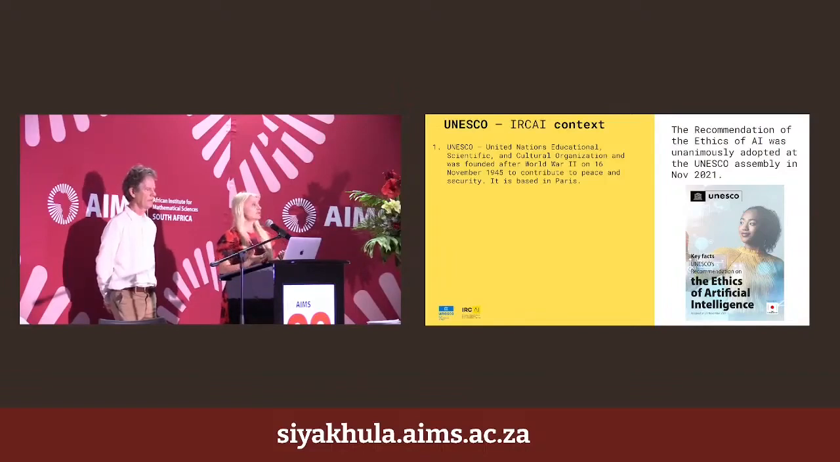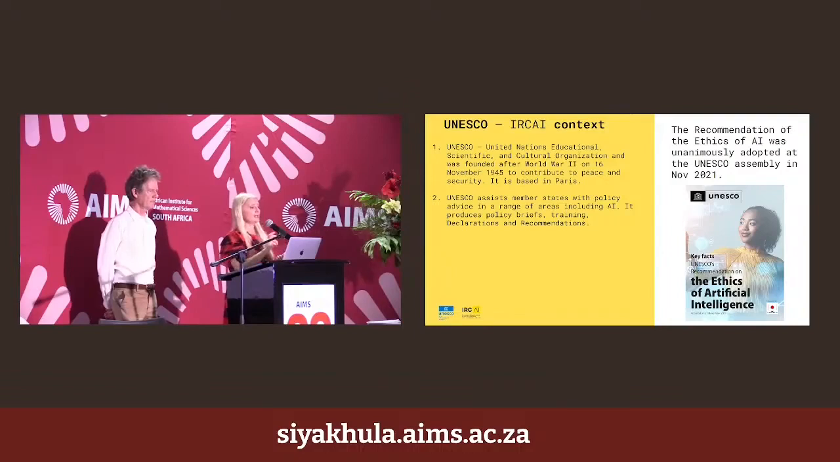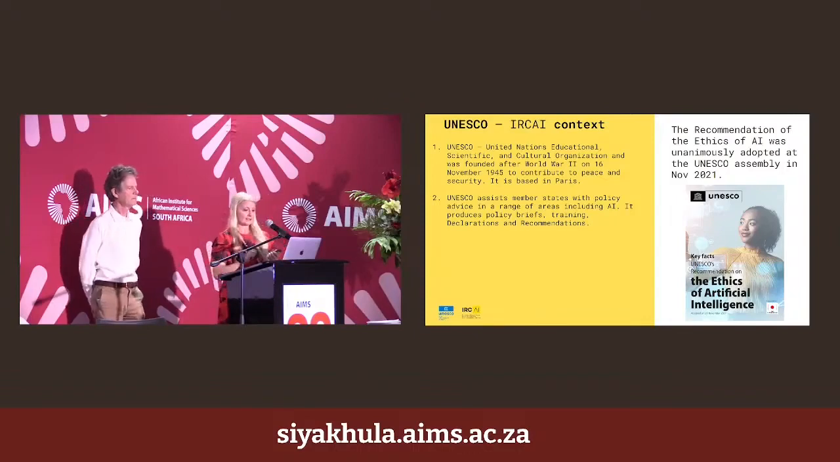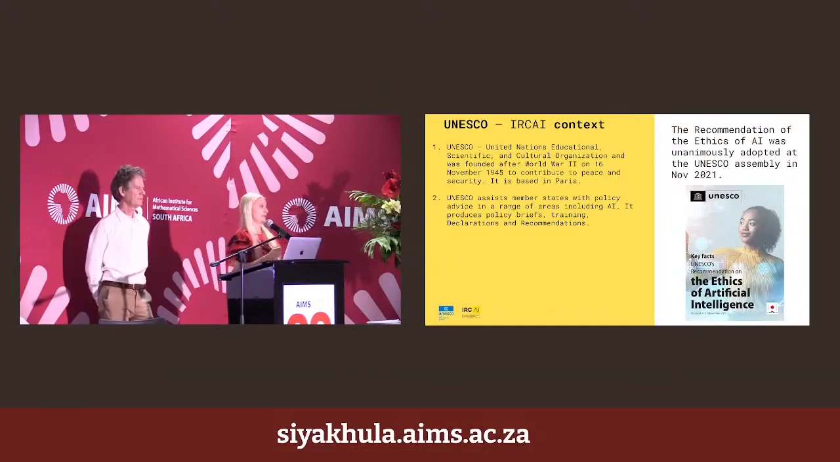So what does UNESCO do? UNESCO helps promote, as I said, peace and security, but the way they do it is by supporting member states through policy briefs, through undertaking some work, through putting initiatives in place, making sure that member states understand, for instance, the importance of education. This has a really high priority in UNESCO's agenda. And they also do declarations and recommendations. I just want to highlight one of the recommendations that will be of relevance to this audience, which is the recommendation on the ethics of AI, which was supported unanimously and adopted in the UNESCO Assembly in November 2021.